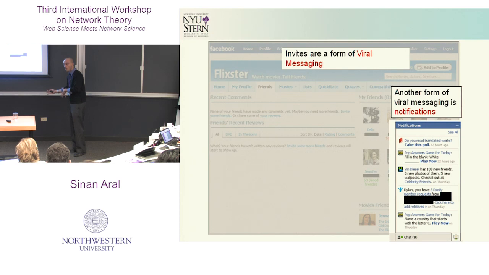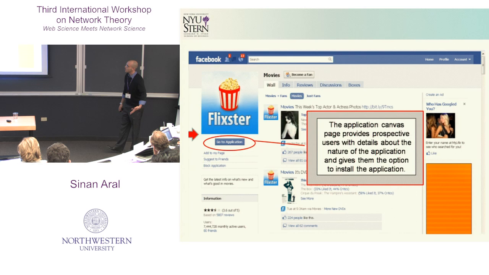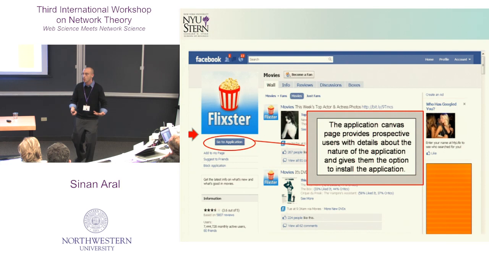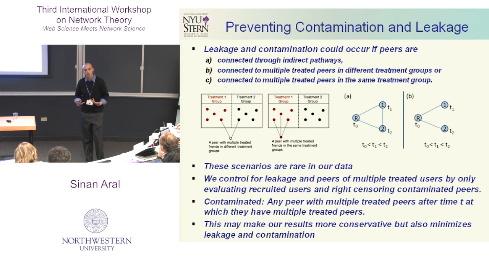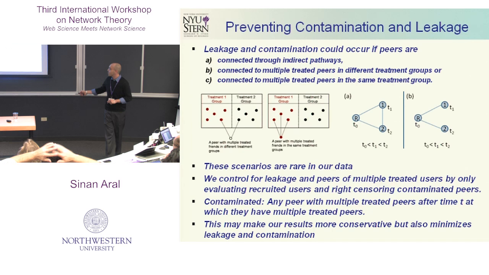Okay? When you click on either one of these, you get taken to an application canvas page, which tells you about the application, what it does, what you can do with it, and then gives you the option to adopt the application. Okay? So what we have is this baseline group, this passive notifications group, and this active personalized invitations group. And then we want to test the adoption and use of the application by the friends of these groups. And as Duncan correctly points out, one of the problems in this kind of network experiment is, since we know people are connected, that there could be contamination or leakage of the control and experimental groups.